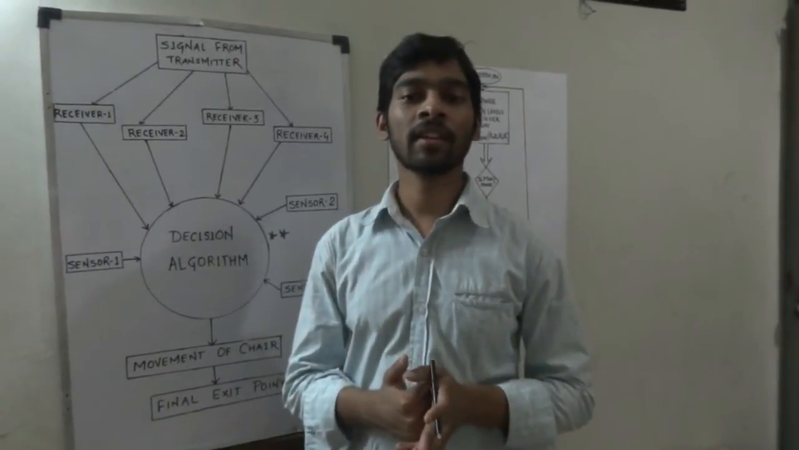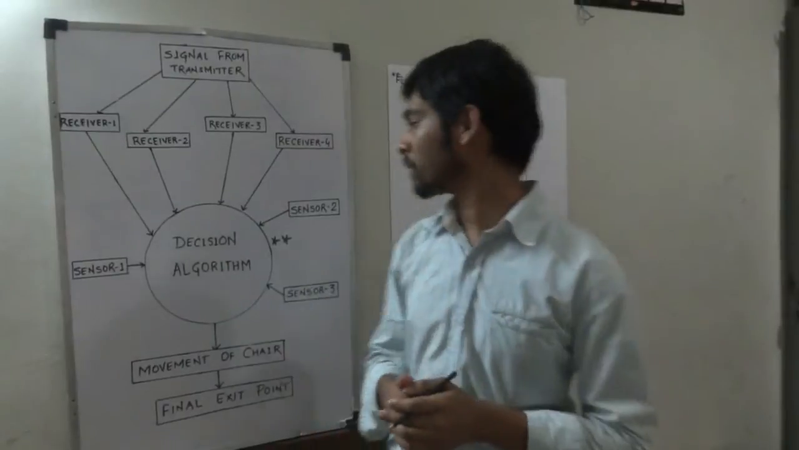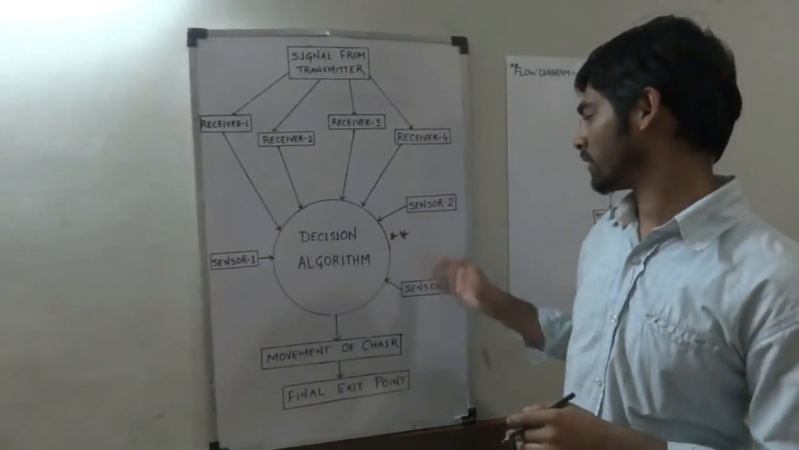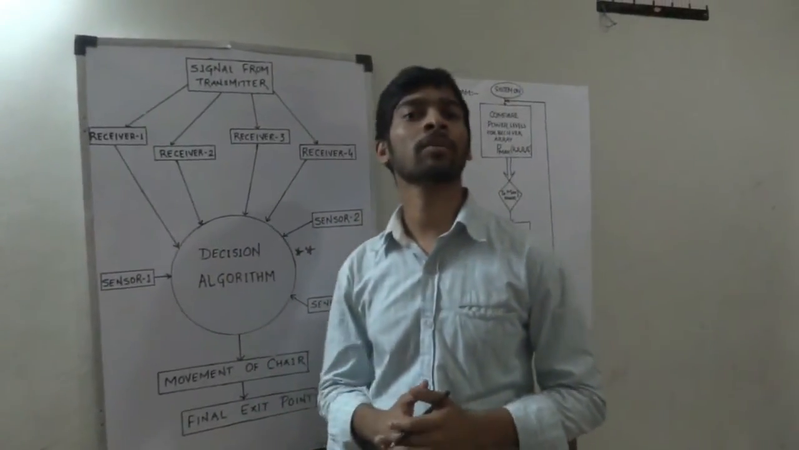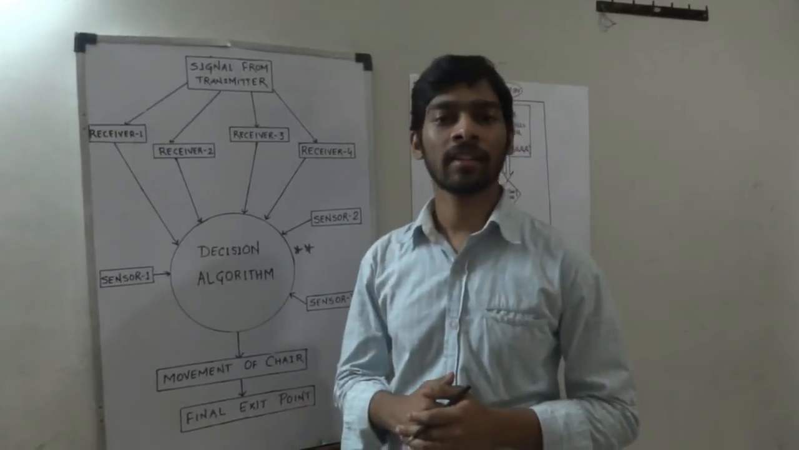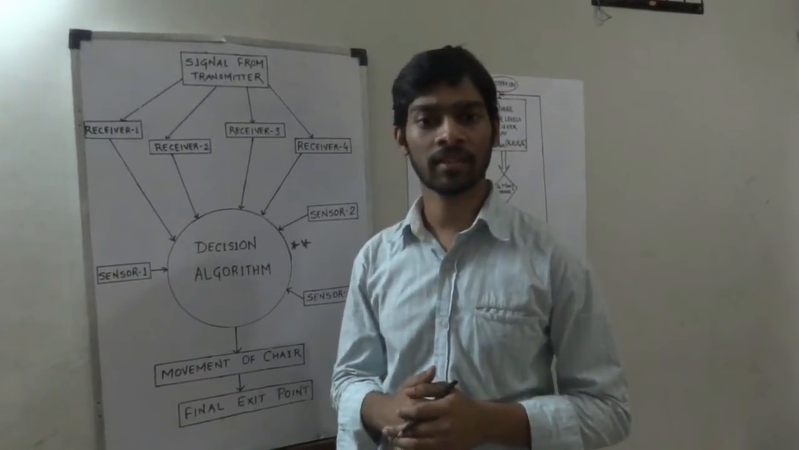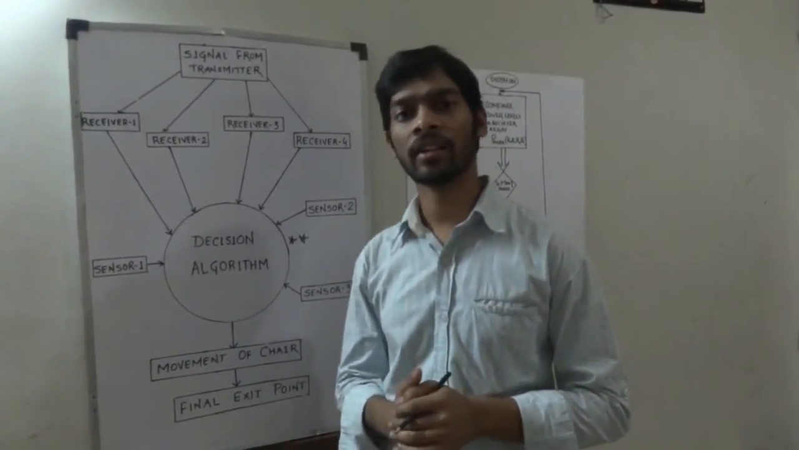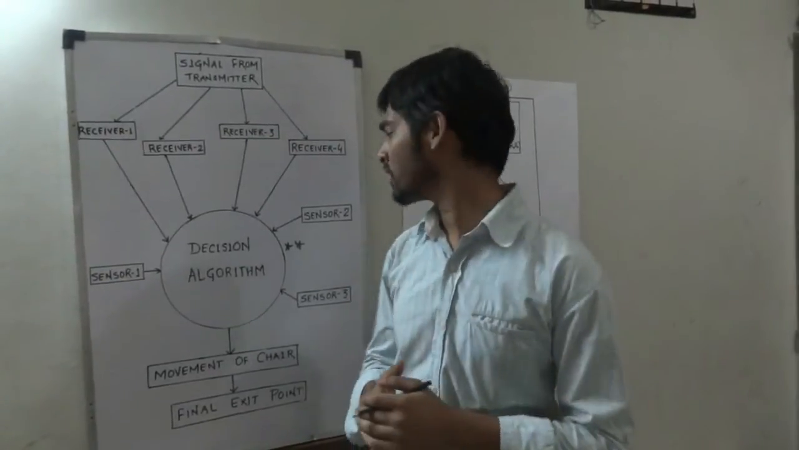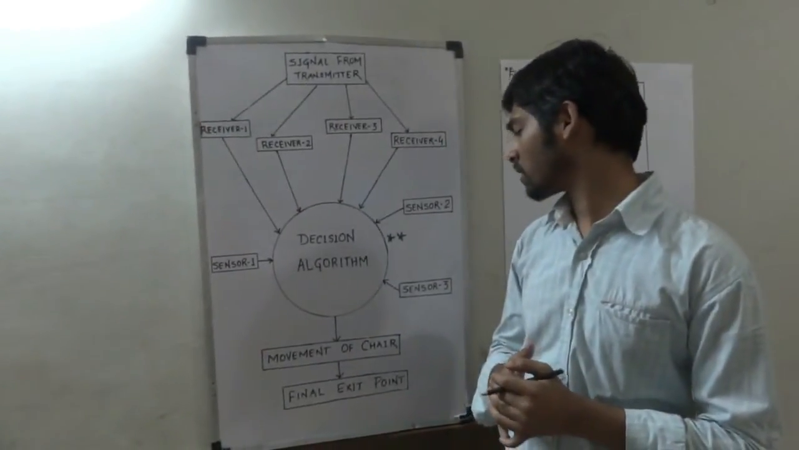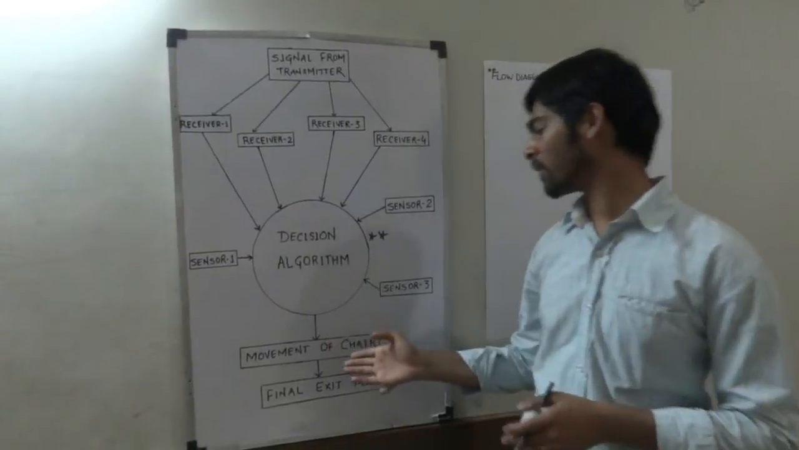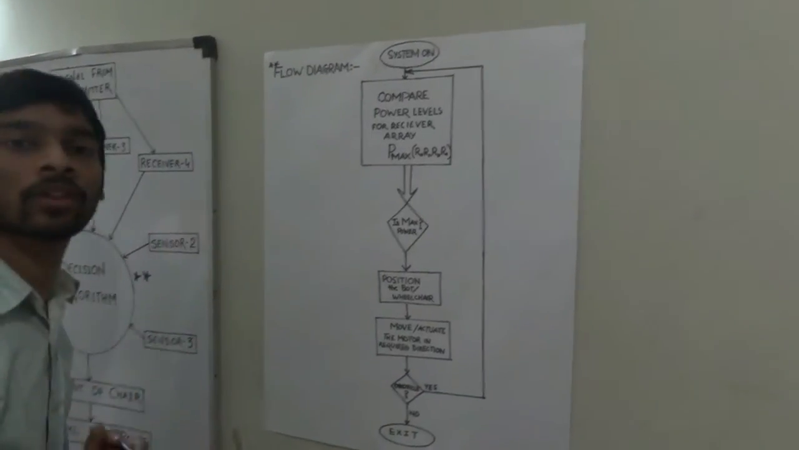The decision making is supplemented by the inputs from 3 sensors, sensor 1, 2 and 3, which are used to avoid obstacles in the path. The inputs from the 3 sensors are then utilized in the decision making algorithm, which is responsible for the movement of the wheelchair.